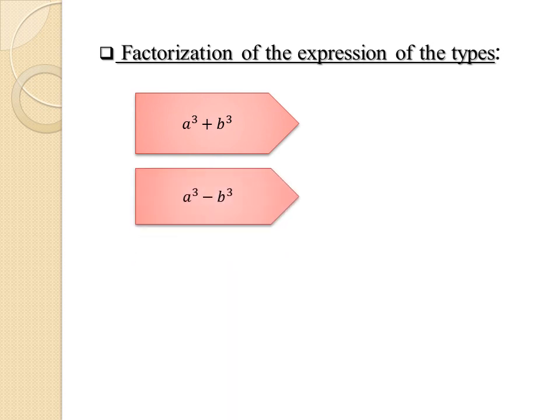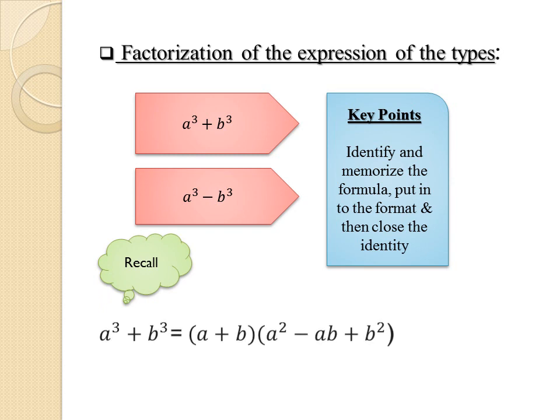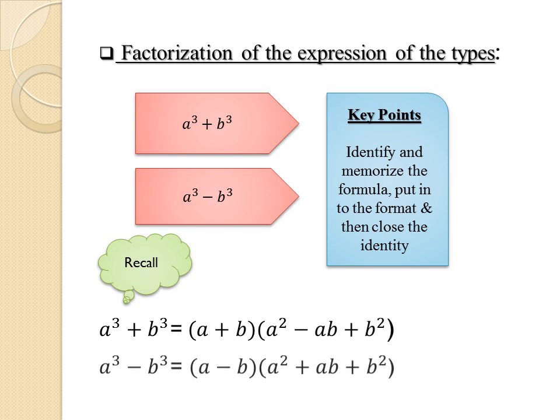Now I am going to discuss the last topic of my presentation, which is factorization of the expression of the following two types. First one is a cube plus b cube. Second one is a cube minus b cube. In order to solve the questions related to these examples, you just need to memorize the key points, which are identify and memorize the formula, put it into the format, and then close the identity. But students, you need to recall the formulas you have done in chapter number 4, which were of a cube plus b cube and a cube minus b cube.